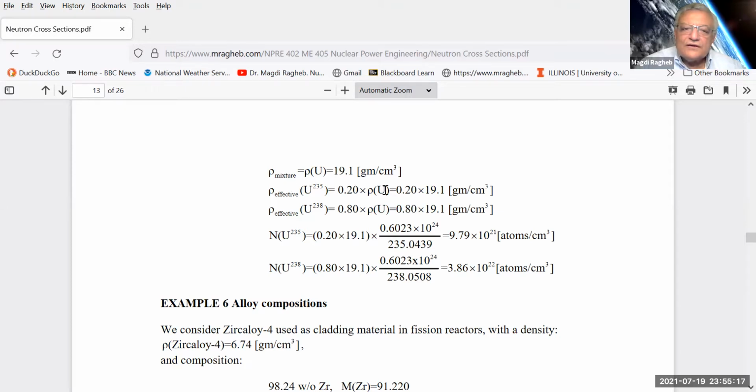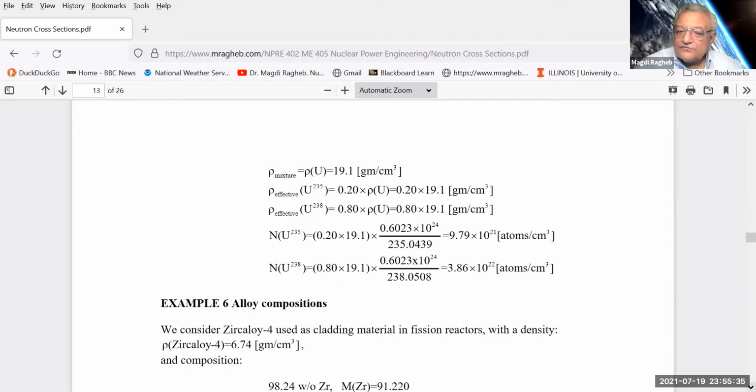So in that case, you multiply the enrichment in weight percent into the density of the uranium that you are using, and then use the modified or effective density to calculate the number density in atoms per centimeter cube of uranium-235 and of uranium-238. So the uranium-235 would be 20%, and uranium-238 would be 80%.